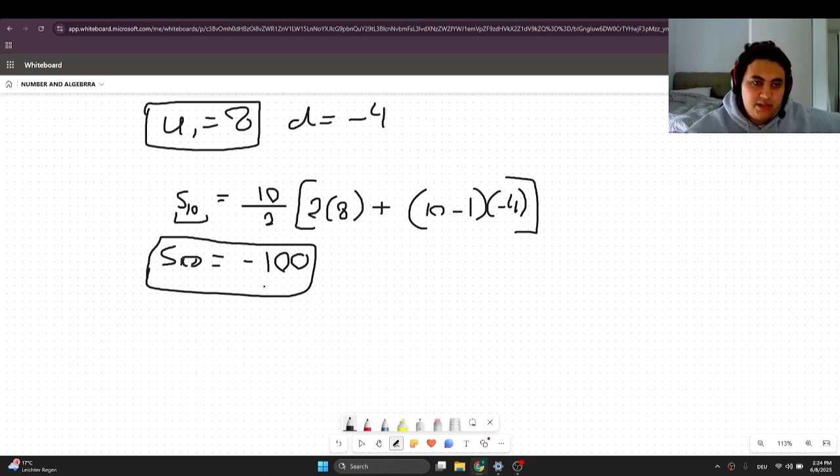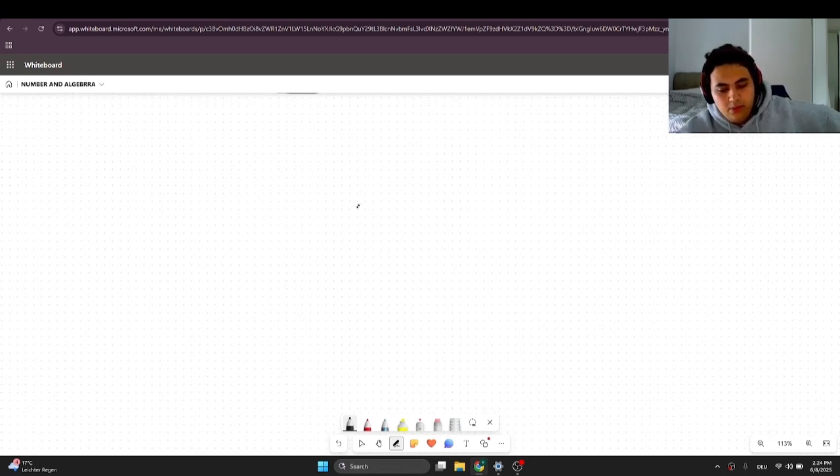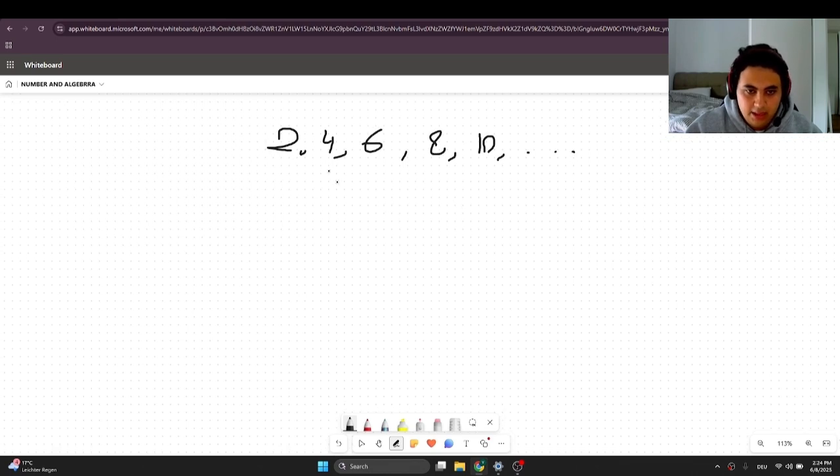Now, before we move on to our second type of sequence, which is geometric sequences, we need to discuss something for consecutive terms. What I mean by consecutive terms is, imagine in an arithmetic sequence you have 2, 4, 6, 8, 10, and it keeps on going. Imagine I take these three, or for example these three, 6, 8, and 10. When I say consecutive terms, I mean terms that follow each other in a sequence. No matter where they are in the sequence, they're following each other.